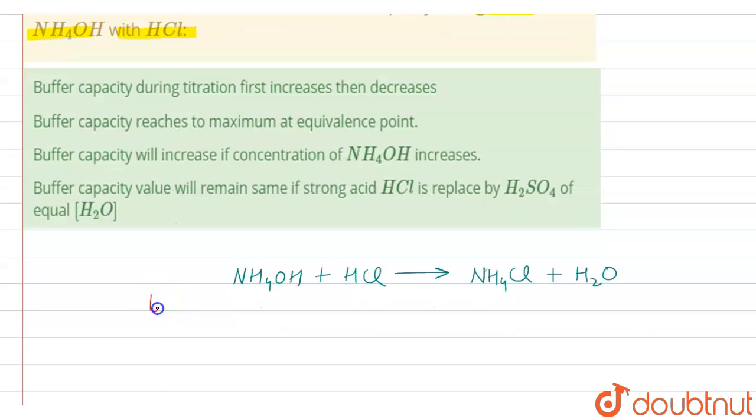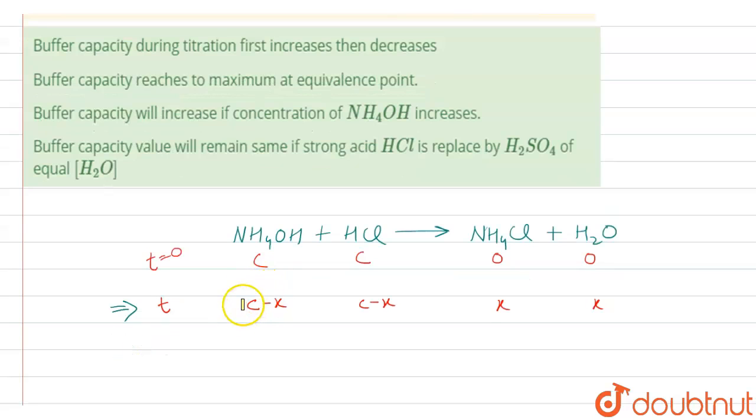So let's suppose that at initial time its concentration will be C, and it is also C, it will be 0, and at instant time, when time t will be there, then concentration of ammonium hydroxide will be reduced by C minus X, and it will be also reduced by C minus X, and there is formation of ammonium chloride will be X, and it will be also X. Alright, so here we can easily say that in this stage, in solution ammonium hydroxide will also be present and ammonium chloride will also be present.